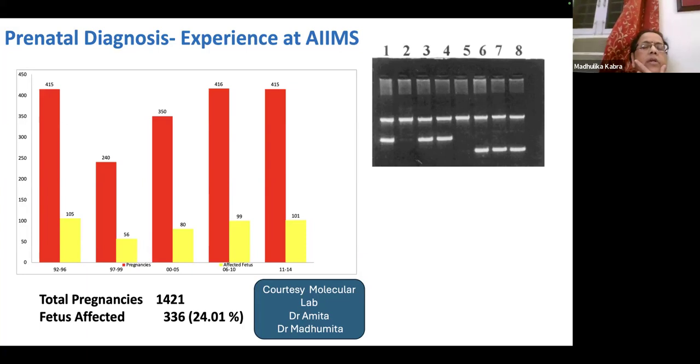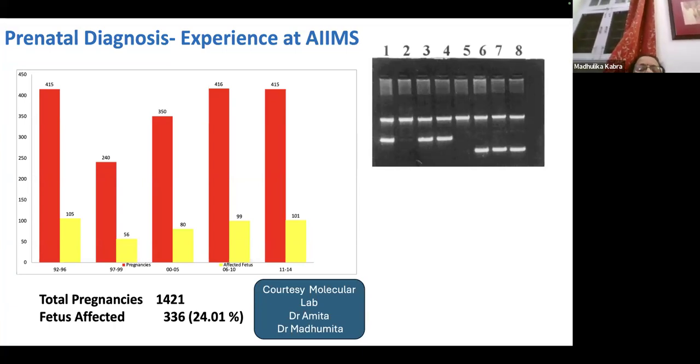Out of around 1,500 deliveries, about 24% were affected. So this tells us that the results are reliable. So 25% of fetuses are being affected, and there are similar experiences from other centers within the country. So we have very robust prenatal diagnostic facilities in the country, but I think we need to have more, because there are still too few to cope with the numbers which we have right now.